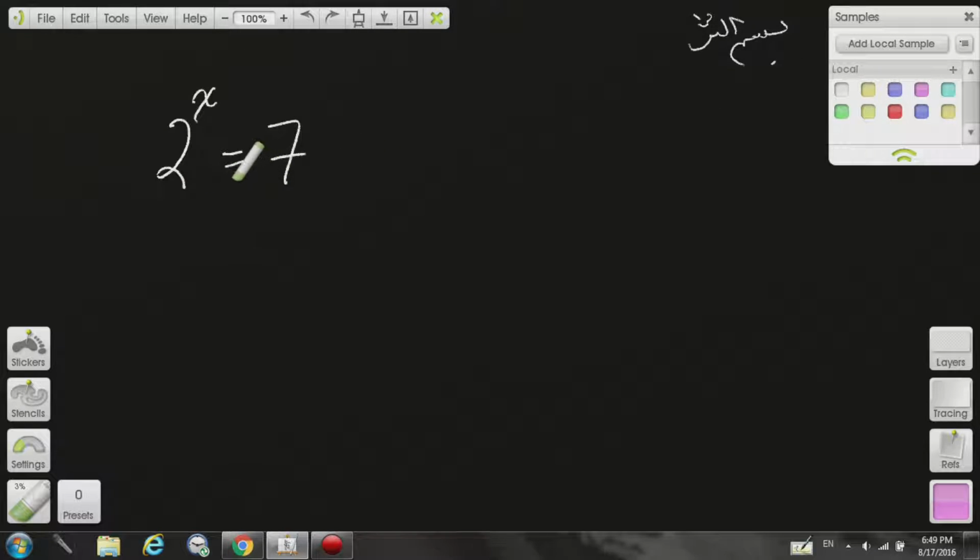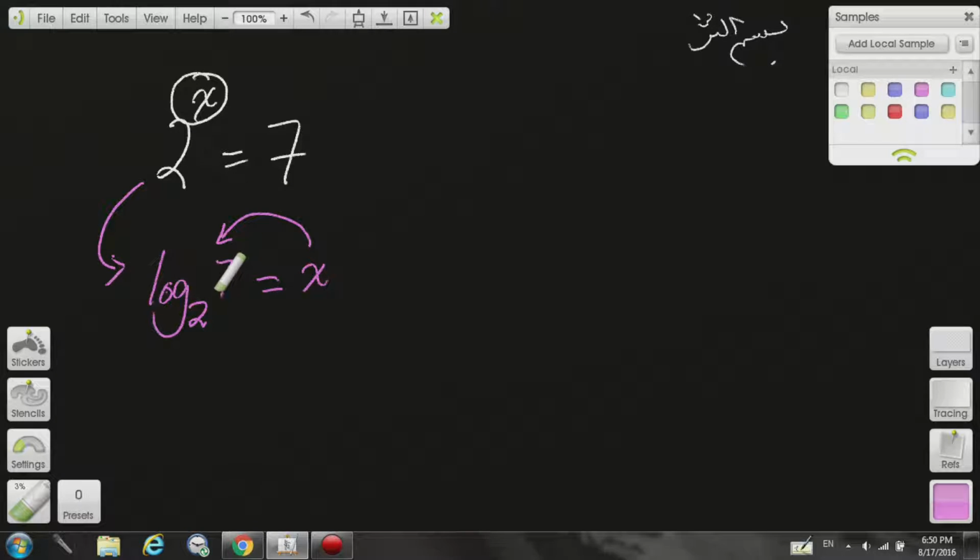So how do we solve this? There are in fact two ways to solve this. One way is by converting this exponential form to a logarithmic form, which is the first thing we should do. So let's convert this: log, base is 2, to the exponent x. So remember, logarithms free up the exponent: log base 2 of 7 equals x, like this. So we have converted this equation from an exponential form to a logarithmic form.